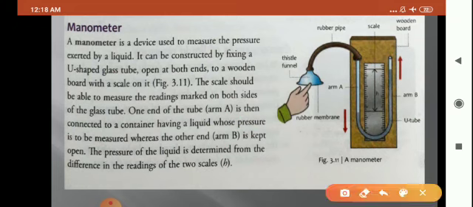Now how do we determine the pressure of the liquid? I told you, with the help of the pressure difference. The pressure of the liquid is determined with the help of the difference in the reading. You can see one side the reading is more, here the liquid has come up, and here the reading will be less. So there will be a difference, and that difference will give the pressure of the liquid.